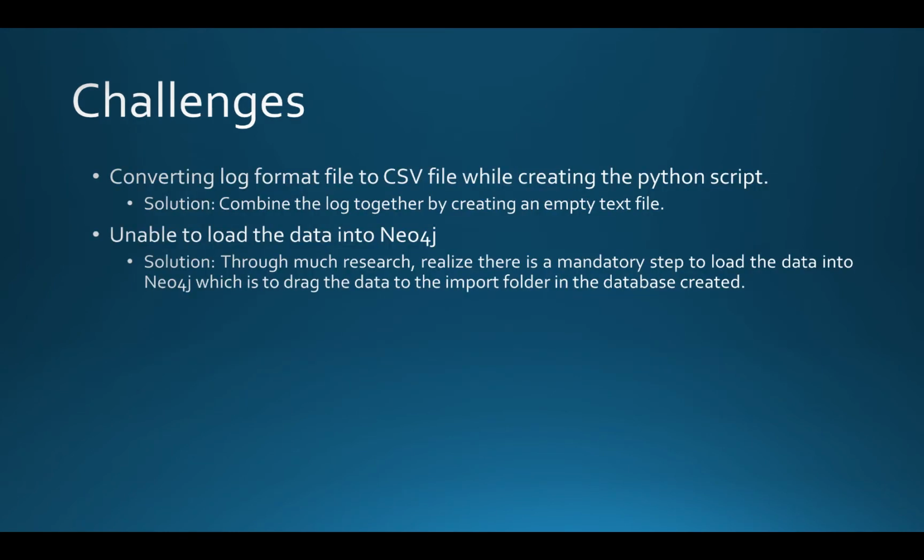There were challenges faced while doing this project as I am new to Neo4j. My first challenge was converting the log file to CSV while creating the Python script, as Neo4j only takes in CSV file and API. So I was unable to combine all the logs to be converted together, but after much research I was able to combine the logs by creating an empty text file. My next challenge was that I was unable to load the data into Neo4j, as I kept facing a no-data error. But after research, I realized there is a compulsory step to load the data into the database, which is to drag the data into the import folder of the database.